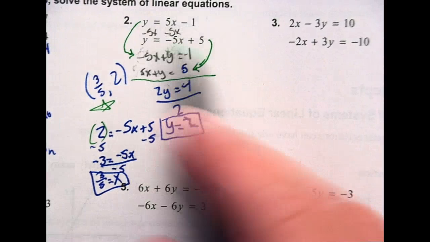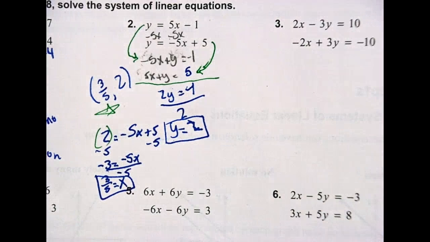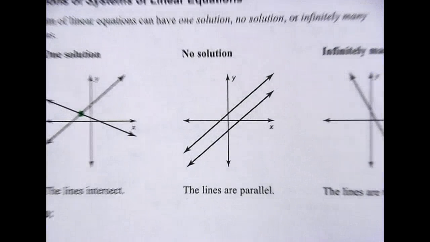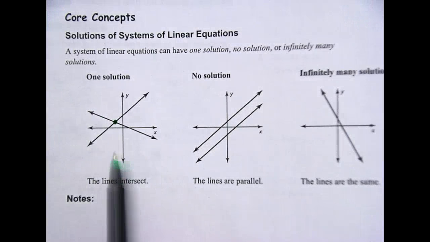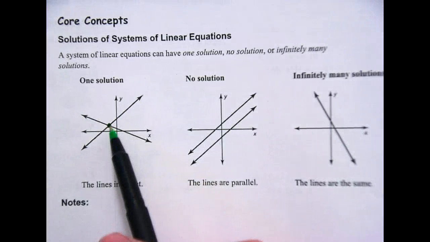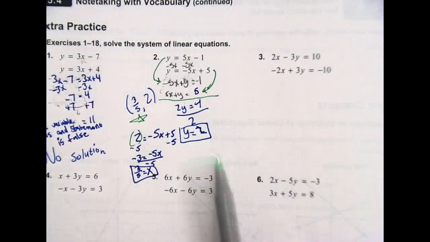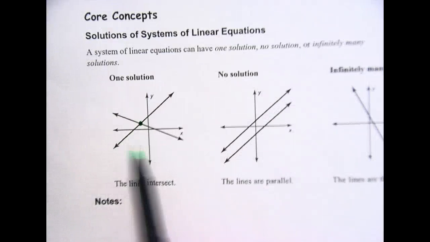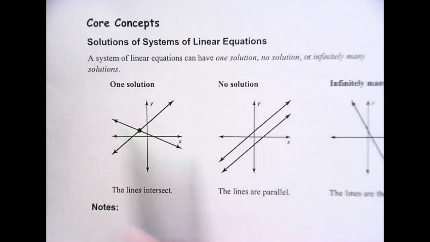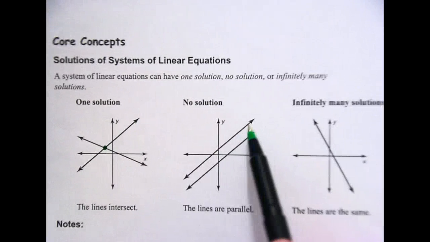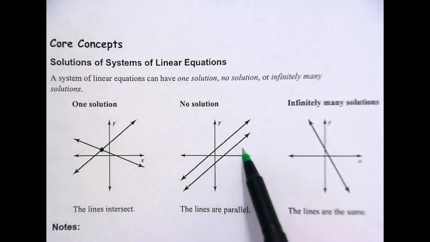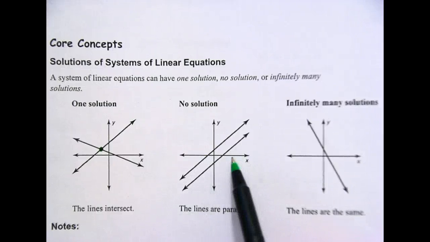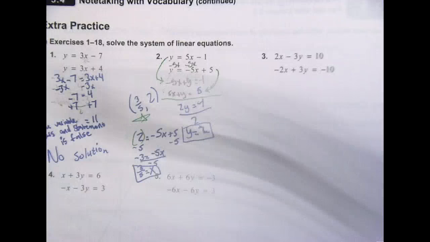Will these lines cross? Remember, let's go back to this page right here. Which picture does that look like? Is it one solution, no solution, or infinitely many? It's one solution. They cross at the ordered pair (3/5, 2). That would be our point. Now that's not this picture obviously, but they cross, versus the last one where we had Jaden's, that was a no solution. Those lines never will cross. Okay, very good job. Any questions so far?